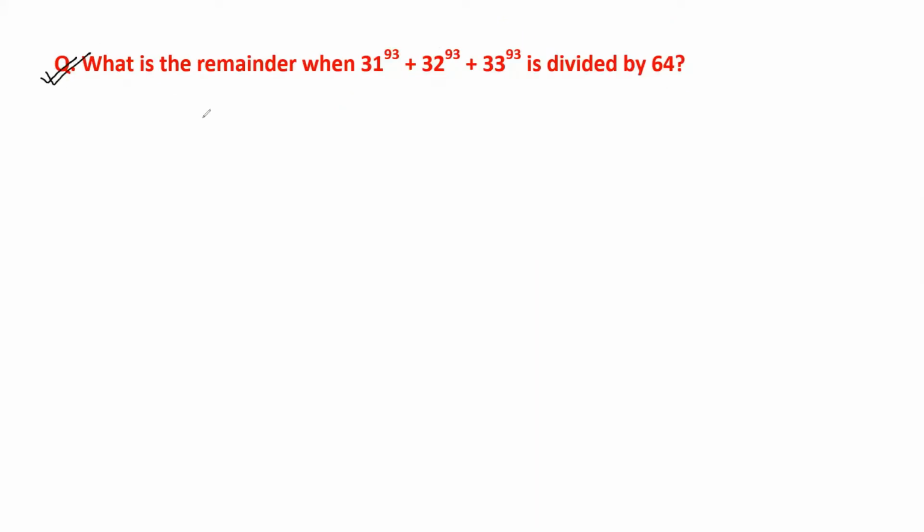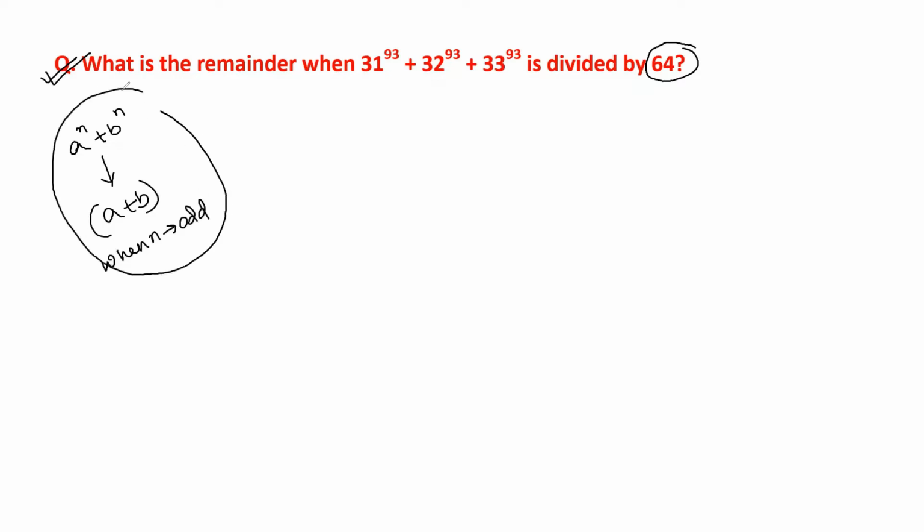Now, let us see this question. What is the remainder when 31^93 plus 32^93 plus 33^93 is divided by 64? We know a^n plus b^n has a factor of a plus b only when n is odd. So let us try to use it to find the remainder when this number is divided by 64.